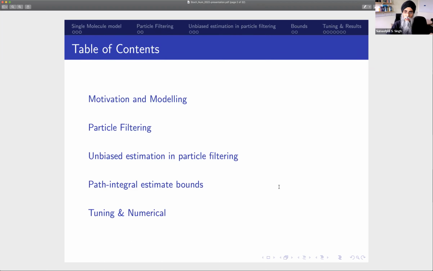So this is the table of contents. Just want to check, is the size of the slide appropriate for you, or should I make it bigger or smaller? It's good. Okay, thank you so much.